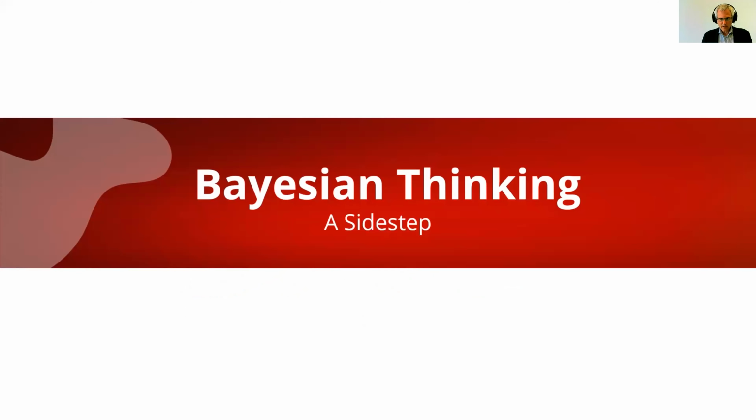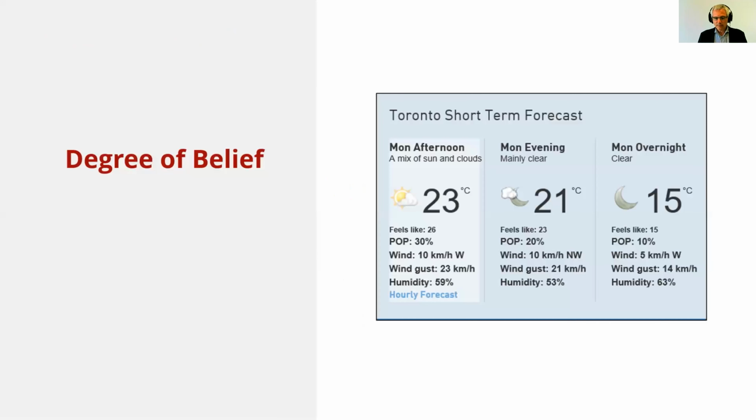Okay, let's take a little sidestep here and describe what is meant by Bayesian thinking. You may have heard of Bayesian statistics, Bayesian methods. I use the phrase Bayesian thinking. It's not quite philosophy, but it's in that direction. Bayesians talk about a degree of belief and this is how we interpret probabilities.